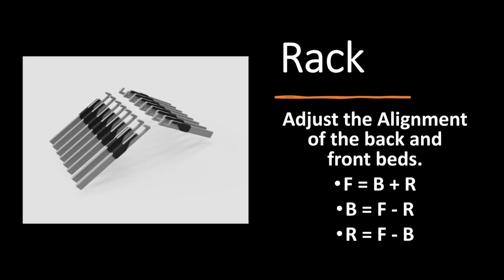But what if you want to move things around laterally? Well, to do that, you're going to need to rack. Racking is realigning the beds at different directions. And you can remember this with a few different equations that allow you to figure out the racking value. The first is that if you have a front needle, you can align it to a back needle plus the rack value. If you have a back needle, you can align it to the front bed value minus the rack value. And you can specify the rack value as the front bed minus the back bed needle you want it aligned with.